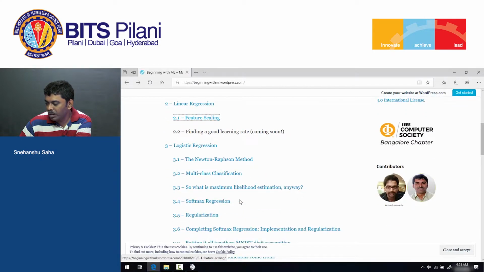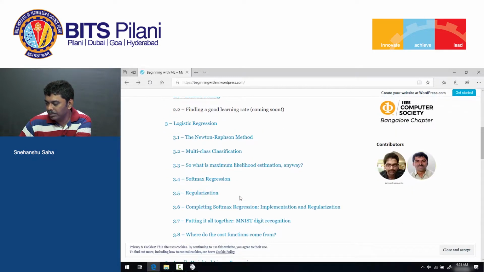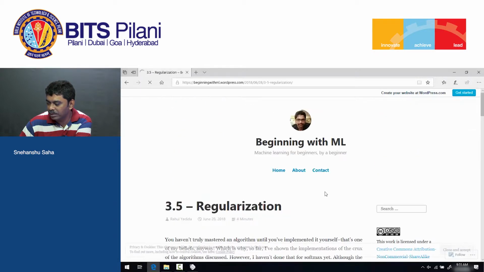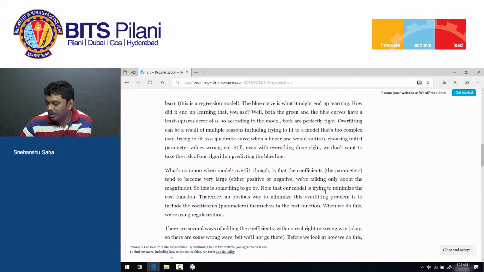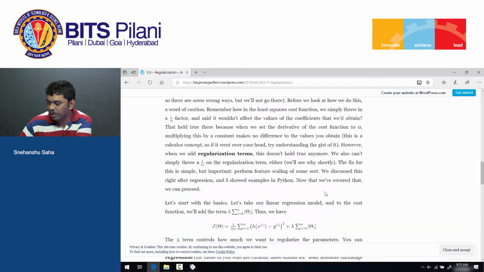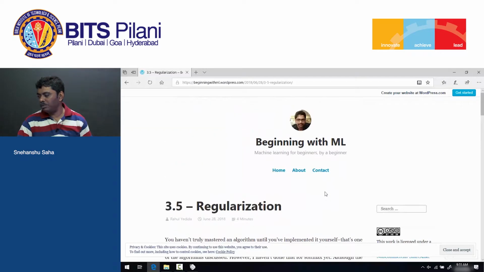Similarly, if I click on regularization, you can see simple examples are given. That's about it. I just wanted to show you this blog.